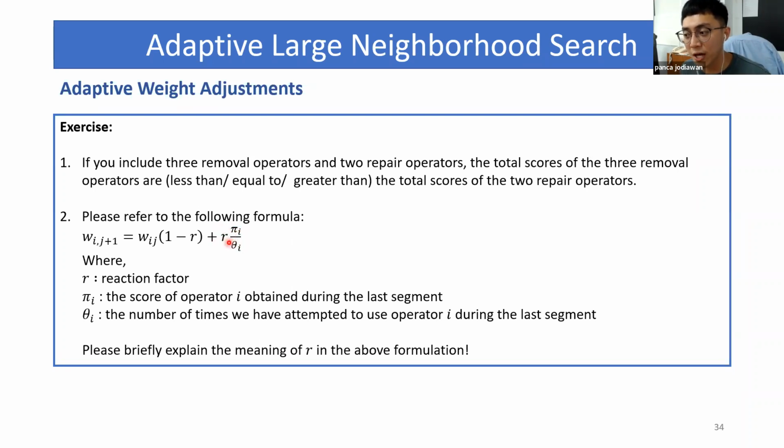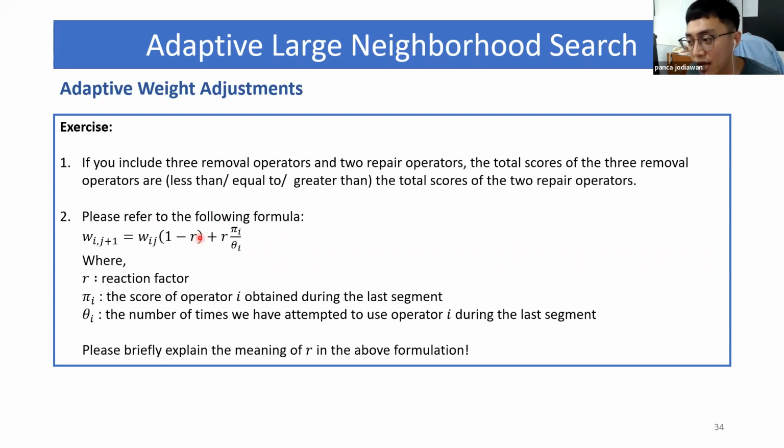Then it means that if we enlarge the R, let's say 0.9, this part will automatically be 1 minus 0.9, which is 0.1. So we put more emphasis on the present states of the ALNS compared to the historical records.